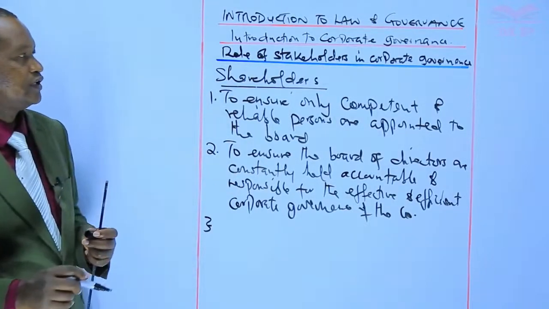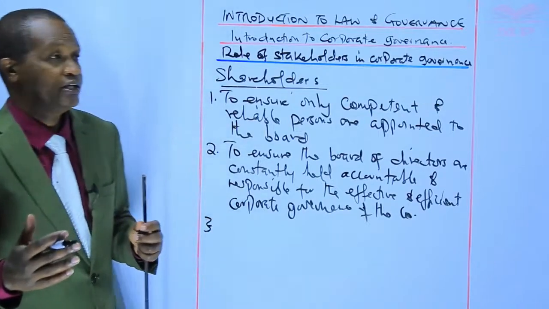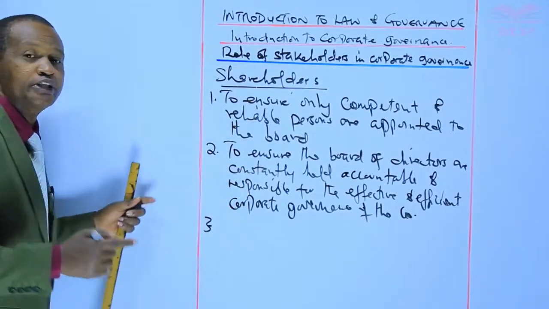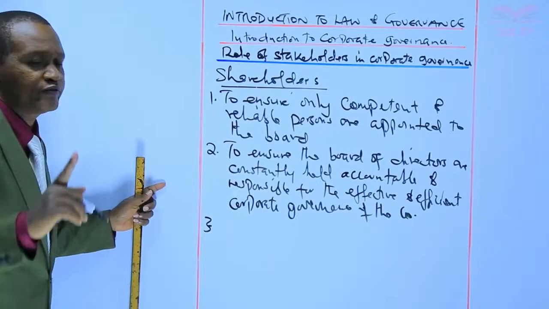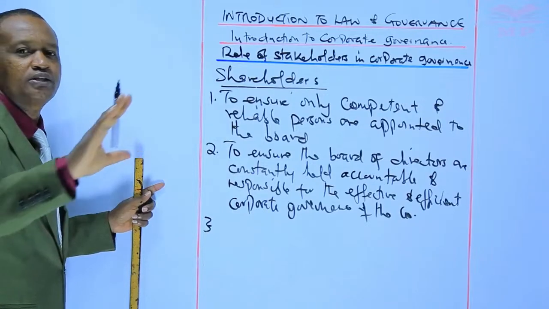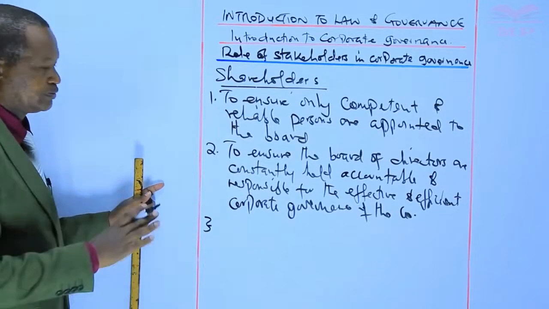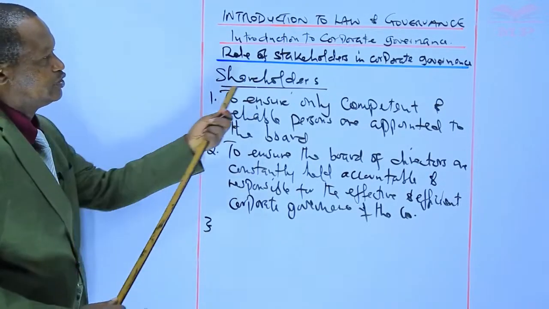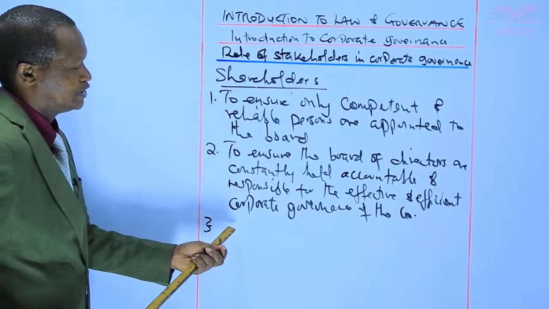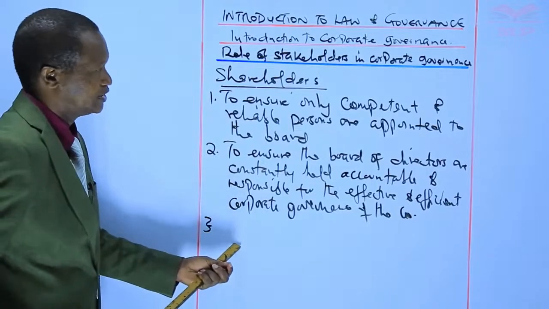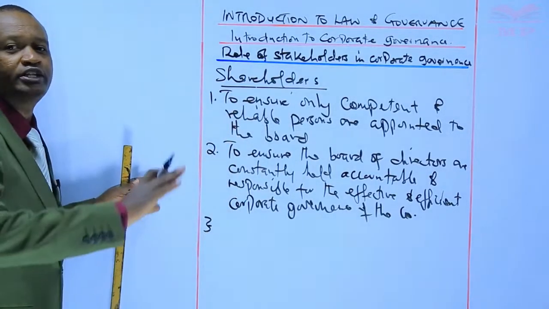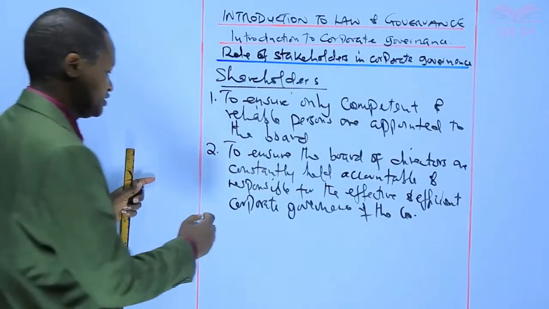What is the third role of shareholders in corporate governance? It is to change the composition of the board of directors that do not perform to expectation. Where the shareholders have appointed the board and the board is not discharging its functions as required, then the shareholders have a role to change the composition of the board of directors.